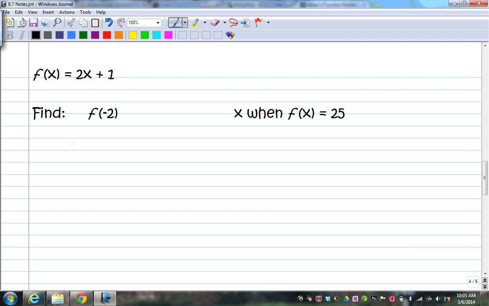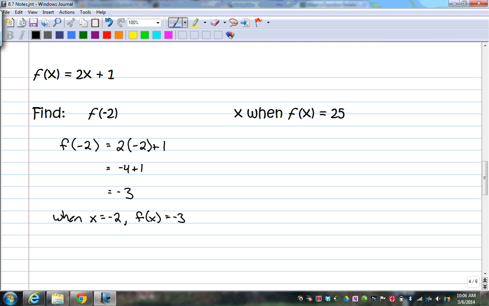Okay, for the first one, f of negative 2 is equal to 2, and I'm going to put the negative 2 in for x, plus 1. This would be equal to negative 4 plus 1, which is a negative 3. So when x equals negative 2, f of x is equal to negative 3. In other words, when x is negative 2, y is negative 3.